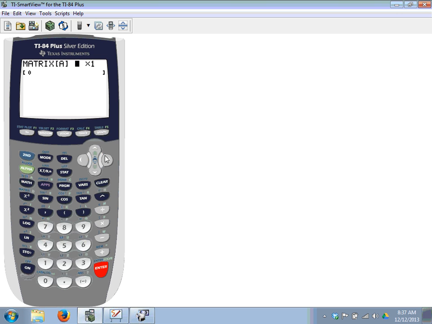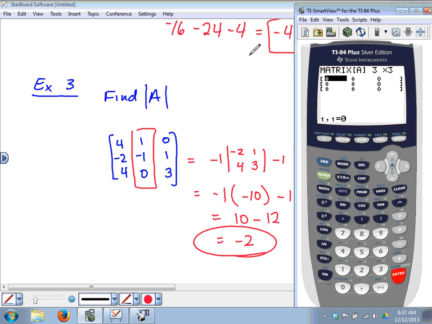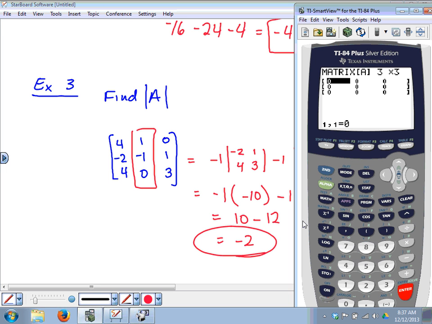So hit enter. Right now matrix A is defined to be a 1 by 1. I want to change that to a 3 by 3. Now I can type in the entries of that 3 by 3. So I'm going to type in this matrix right here. So 4 and then hit enter. Then it just moves across 4, 1, 0, and then -2, -1, 1, and then 4, 0, 3. That's matrix A, right? So now hit second and then quit. It'll bring you out of that menu.